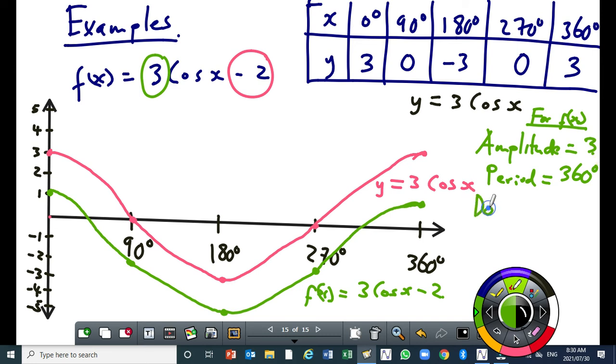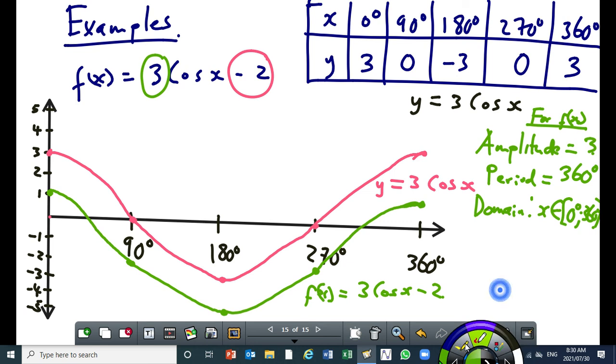Right? Then the domain: x is an element starting from 0 degrees up to 360 degrees. And then the range, right? Our minimum here is -5, so the value of y here is -5. So that will be y, an element starting from -5 up to 1, because the maximum value of y is here, which will be positive 1.